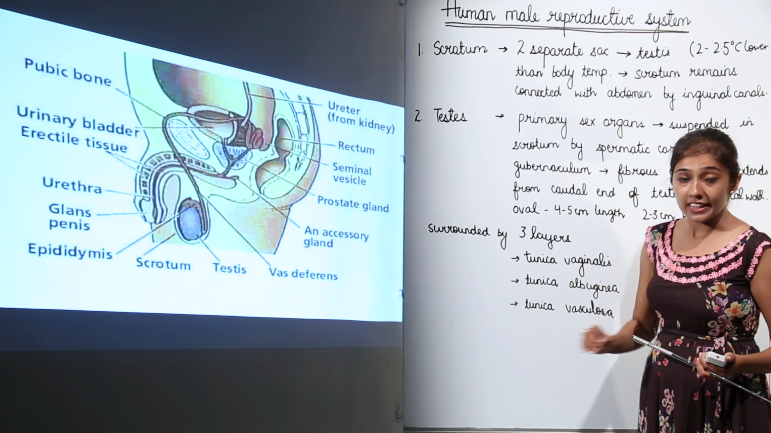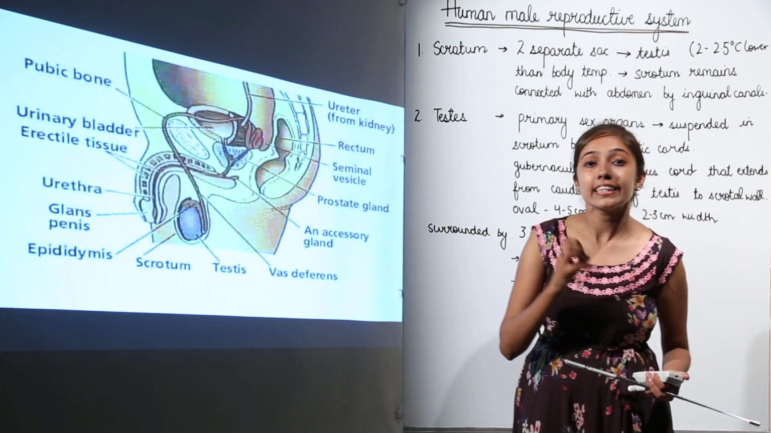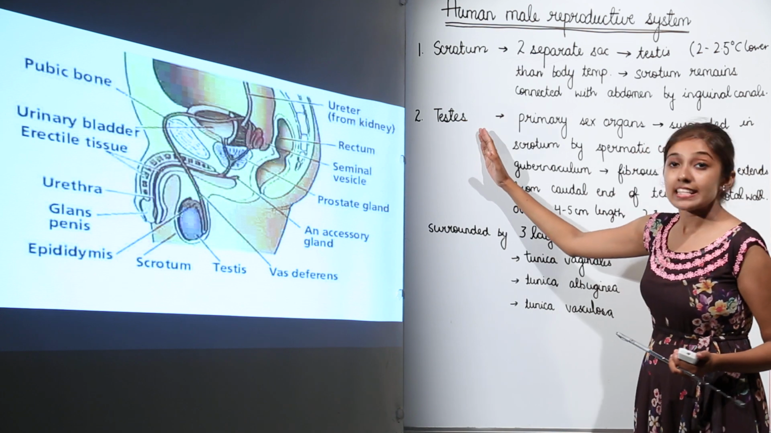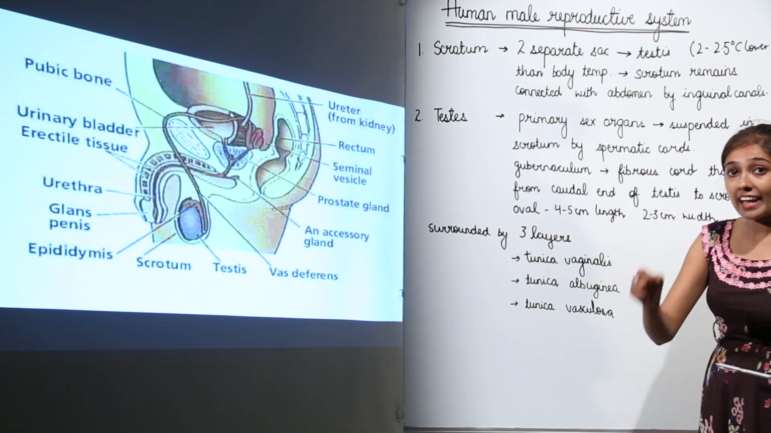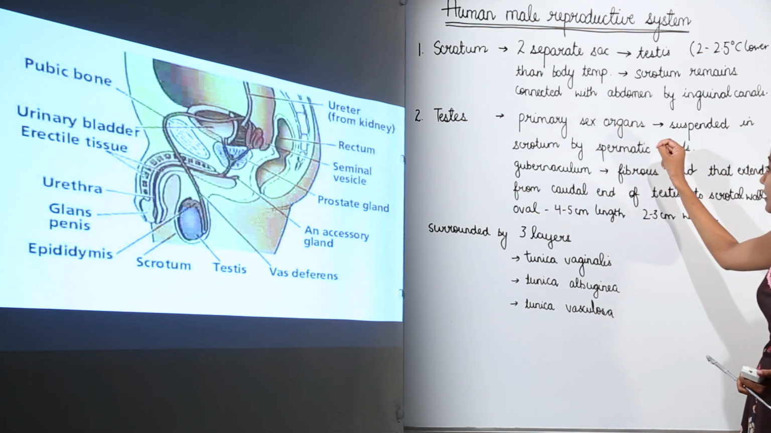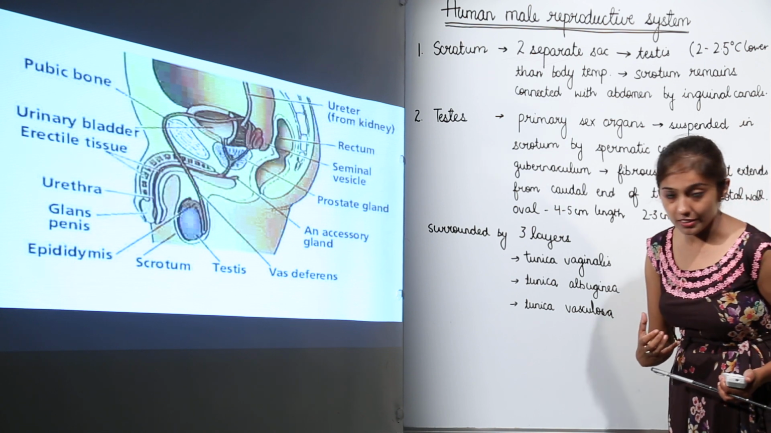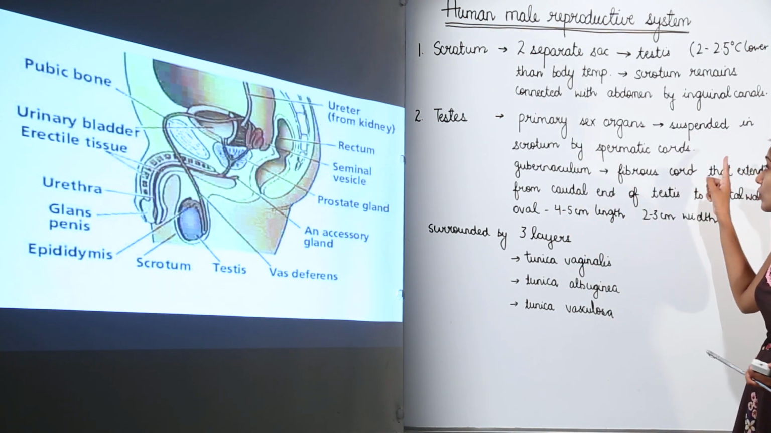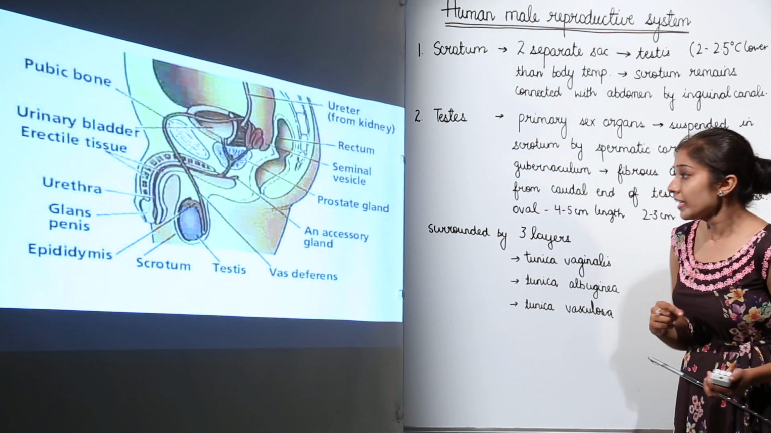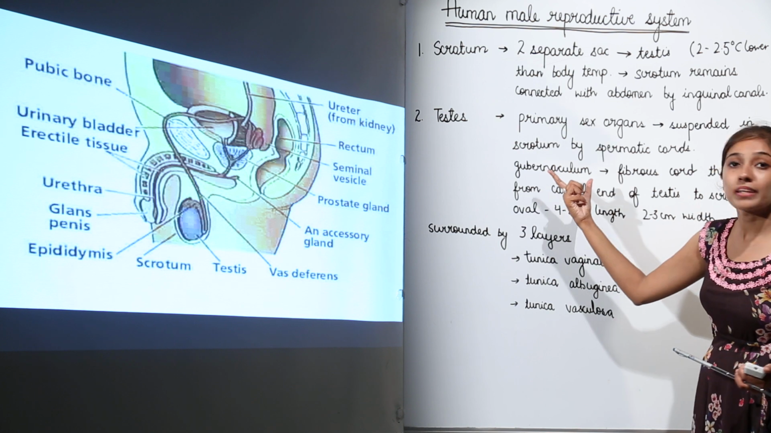The next organ that is very important, the primary sex organ in males, is the testis. What is it? It is the testis. I am repeating again, testes are the primary sex organs. They are suspended in the scrotum by spermatic cords. Now we have a term that is gubernaculum.